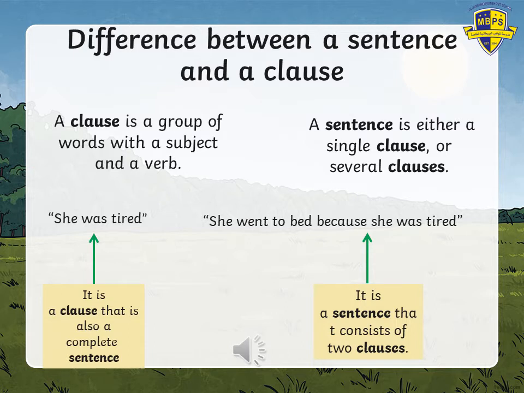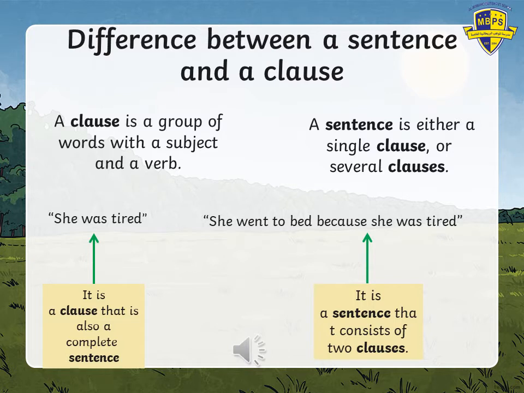Students, last week we discussed simple and compound sentences. What is a sentence? A sentence is a group of words that has a subject, verb and object. So what's the difference between a sentence and a clause? Students, a sentence can consist of one clause, two clauses or more than two clauses.